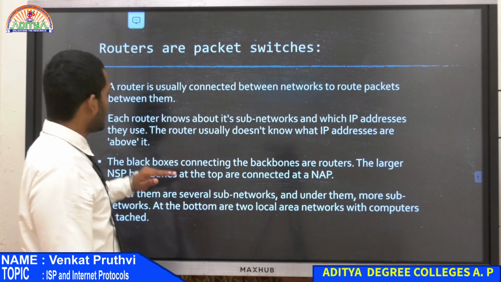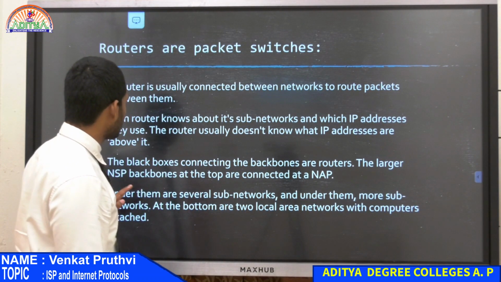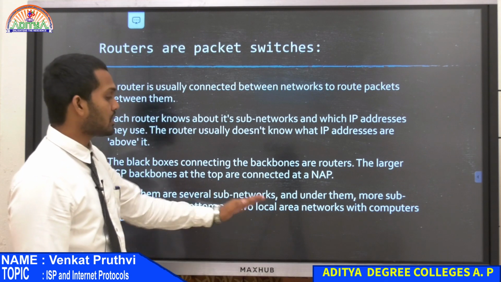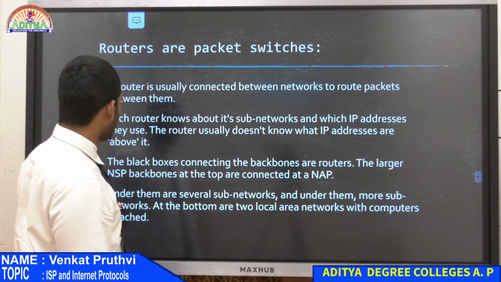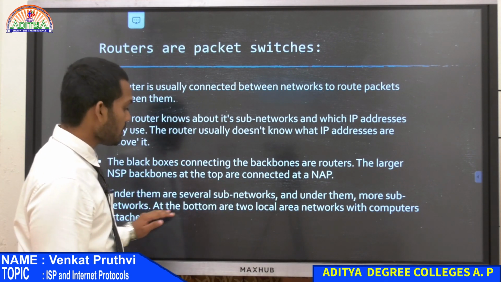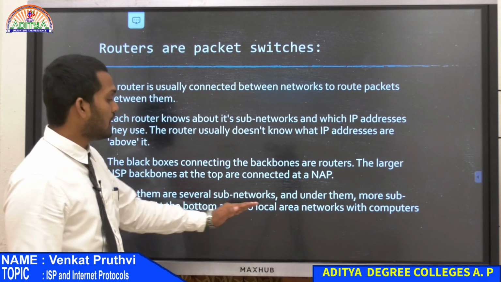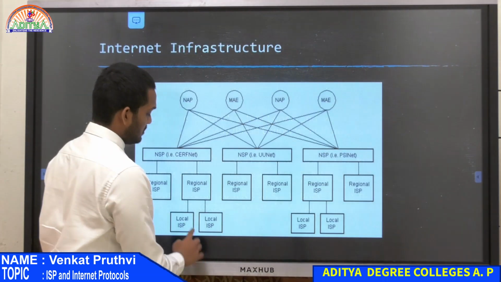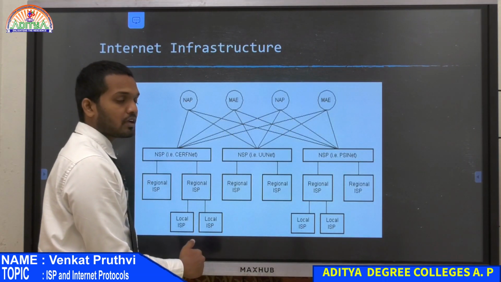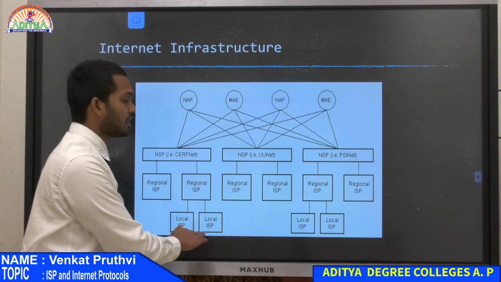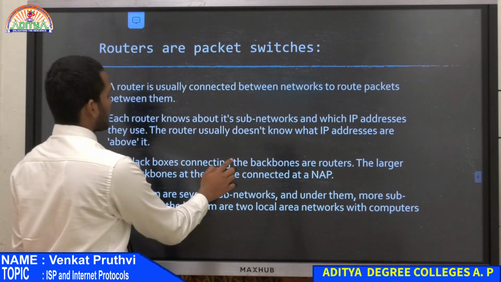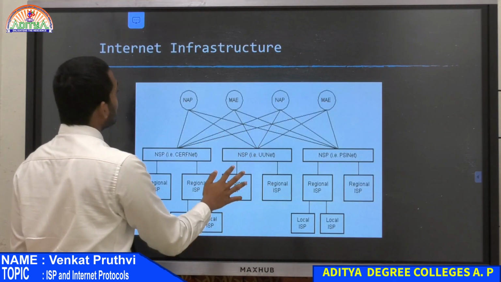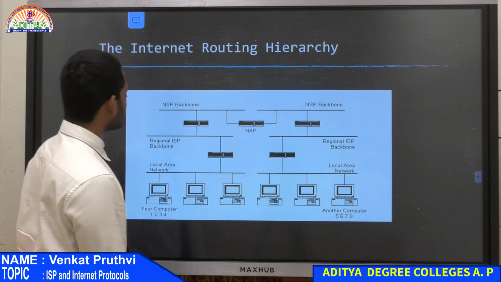So when you now read these, you will be able to understand that under them there are several subnetworks, and under them more subnetworks. Okay. At the bottom are two local area networks with computers attached. Under this local ISP, we will have the LAN, that is local area network, with the computers connected to it. Okay. So this is the basic idea of the internet infrastructure.